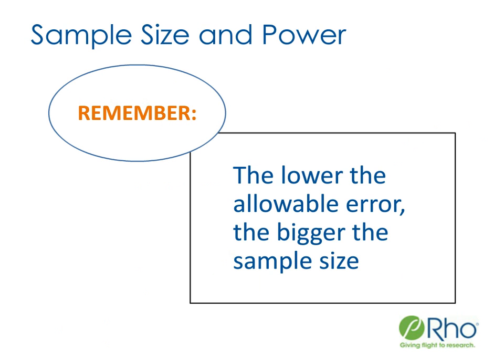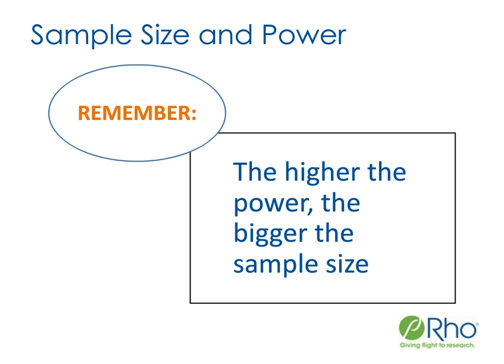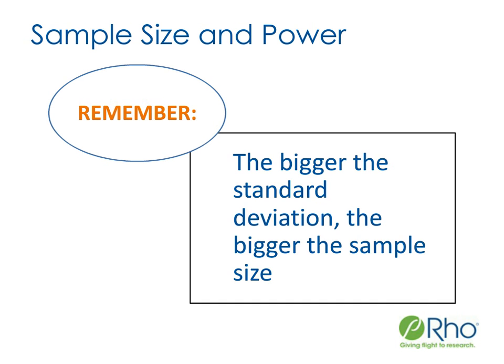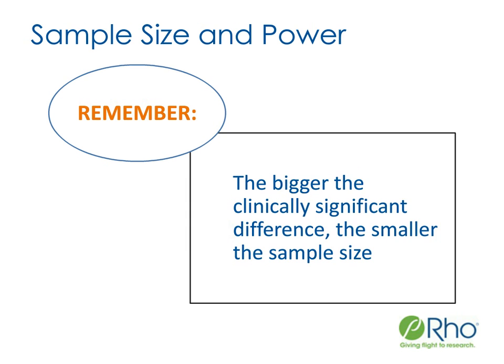So remember, the lower the allowable error or type 1 error rate, the larger sample size you'll need. The more statistical power your trial has, the larger sample size you'll need. The more variance or larger standard deviation will also result in a larger sample size. And the larger your desired clinically significant difference, the smaller the sample size.